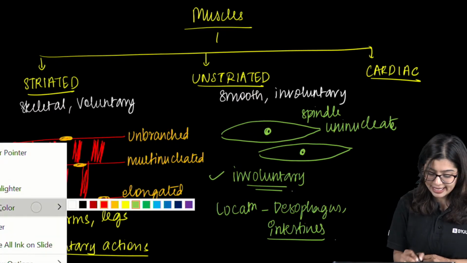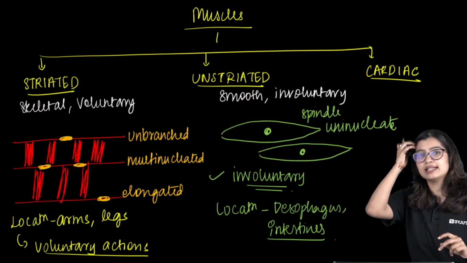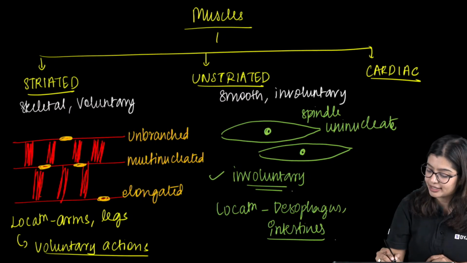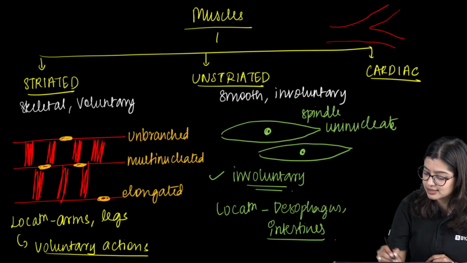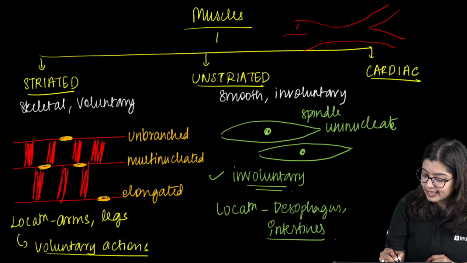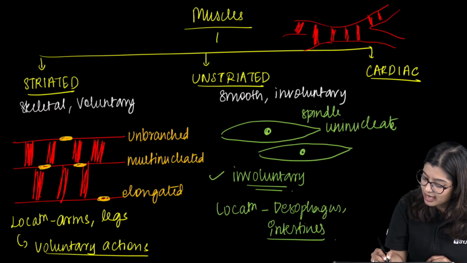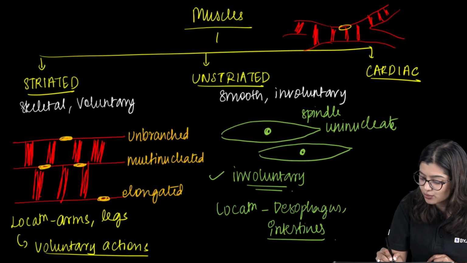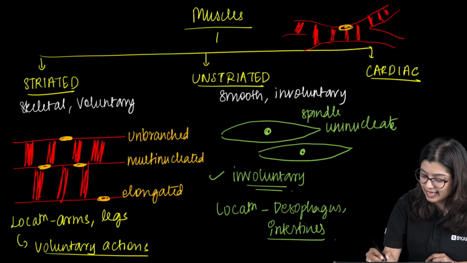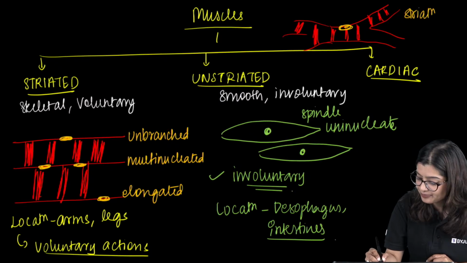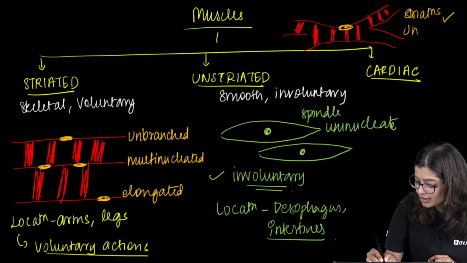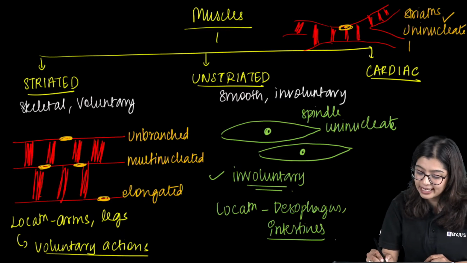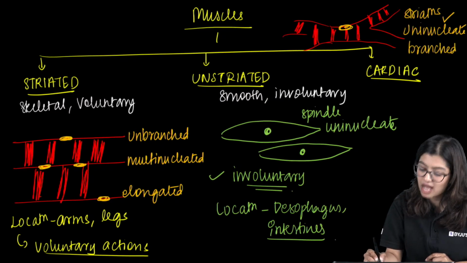Last we have cardiac. Now your cardiac muscle is a little similar to your striated, but they are different. Cardiac muscles, on the other hand, show striations. That means those alternate dark and light bands are there. But these are uninucleate, unlike your skeletal muscles. And what do we see? These are branched. So branching is there.